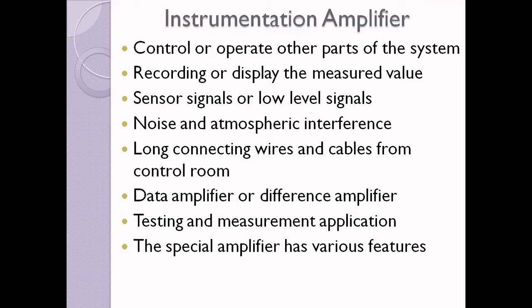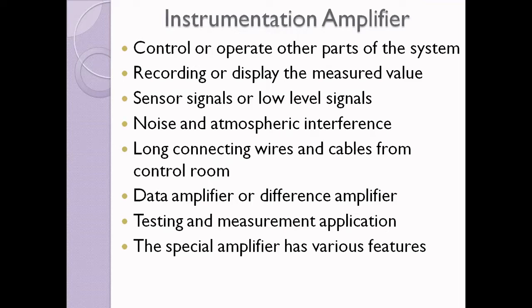Next, if you take any sensor, for example a pressure sensor, the output is a very weak signal. If you want to do any processing, it is very difficult. So you are going to convert that low level signal into a high level signal. Also, all signals will be interrupted by noise and atmospheric interference. Here the instrumentation amplifier is less affected by atmospheric interference and noise.